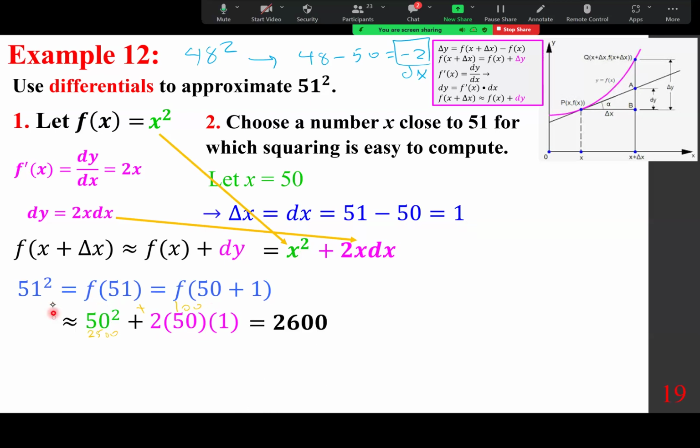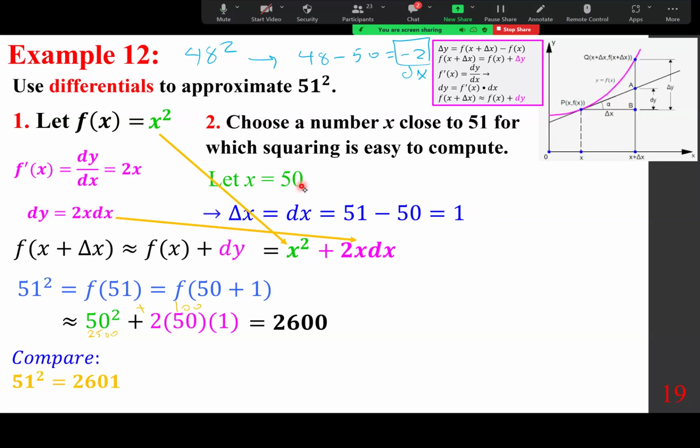2,600 is the answer, and obviously extremely close to the actual answer. And by the way, the reason it's close is because delta x is fairly small compared to 50, which is the value of x. We are done with this.